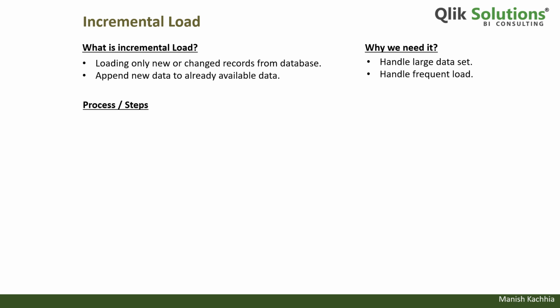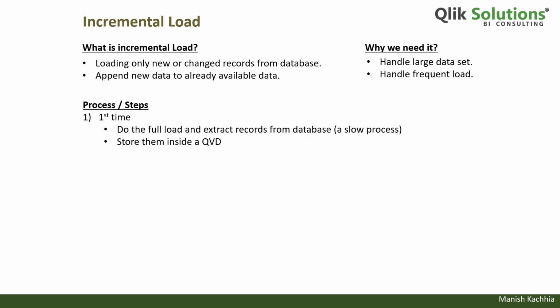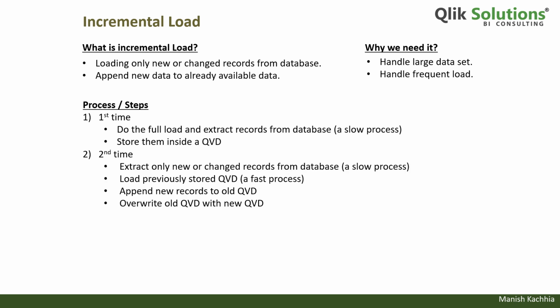So the steps or the process of incremental load is: first time we will do the full load and store the data in QVD. Second time we will load only new or changed records, and then we will call the previously stored QVD, append the new records into the QVD, and then override the old QVD with the new QVD. And the third time or fourth time we will repeat the same process.